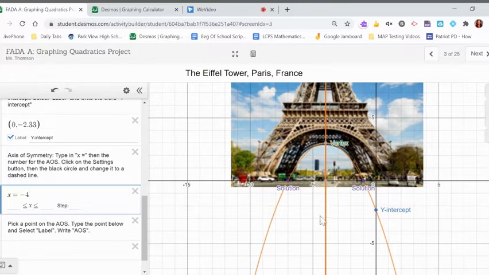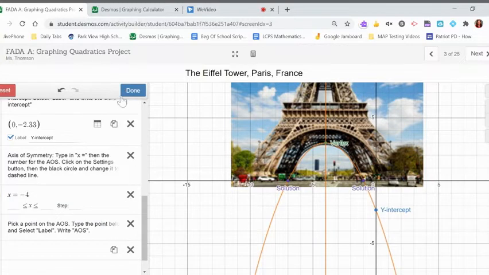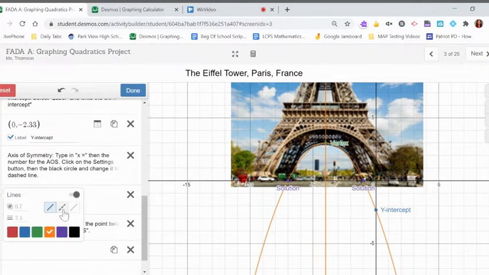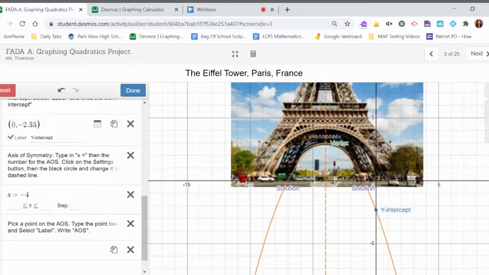Okay, but we don't want it to look exactly like my orange curve here. We want it to be a dashed line. So it says click on the settings button. And it says then the black circle and change it to a dashed line. Your circle's not black, yours is orange. You're going to click on that circle. And then notice here, this is the solid line it is. If you click here, it will become a dashed line.